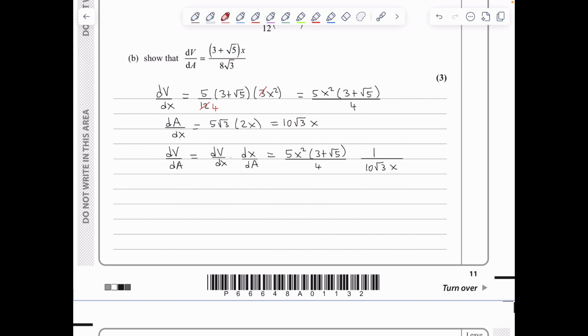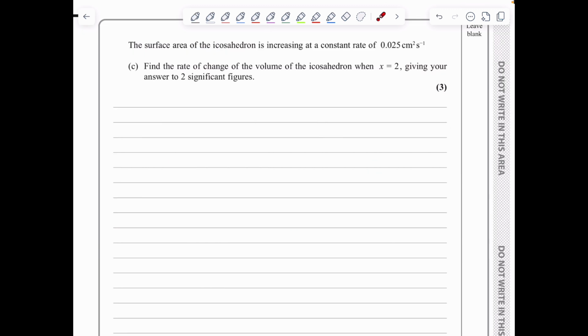Well, let's see. The 10 with the 5 simplify, leaving me a 2 in the denominator, and then the x squared with the x will cancel out, leaving me an x in the numerator. So all in all, we are arriving at (3 plus root 5) times x, all over 8 root 3, as required. Now the surface area is increasing at a constant rate of 0.025 square centimeters per second, and we need to find the rate of change of the volume when x is 2, giving our answer to two significant figures. So first of all, the rate of change of the volume means dV/dt.